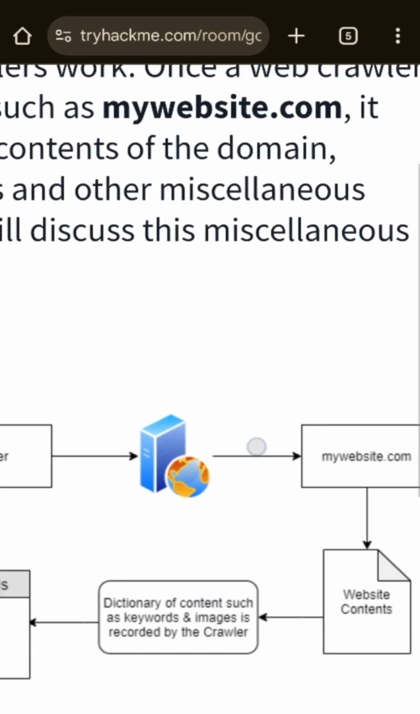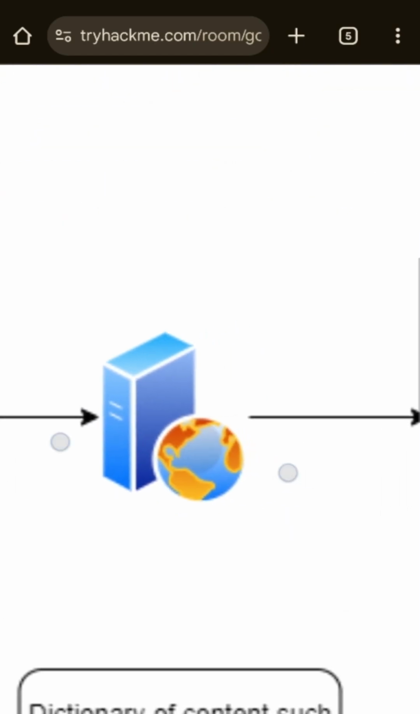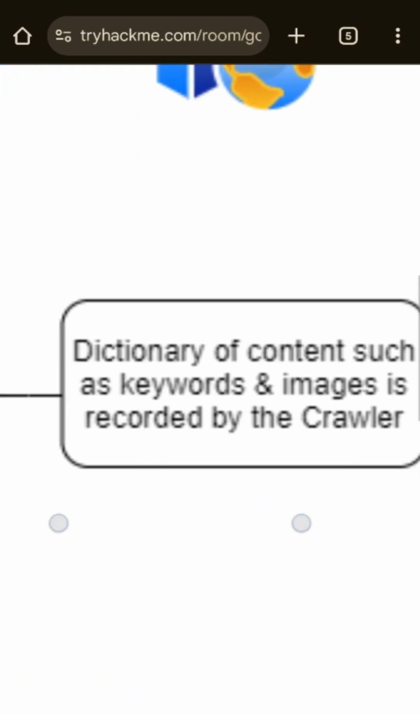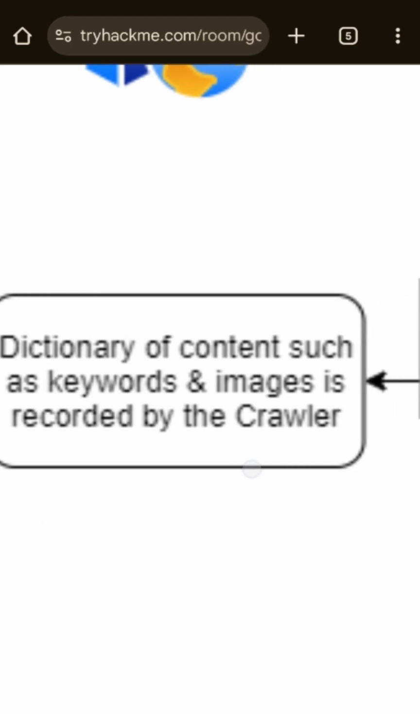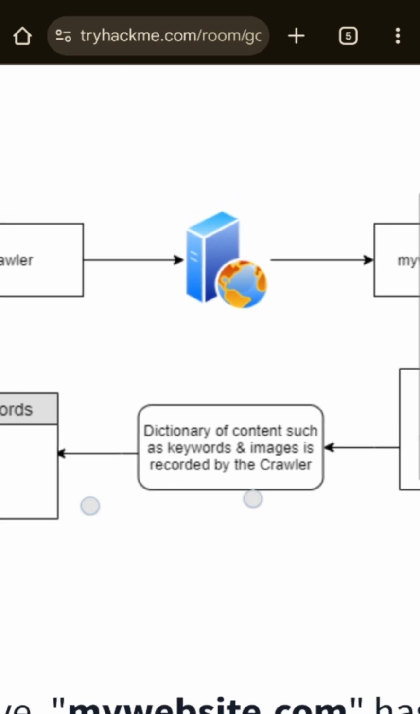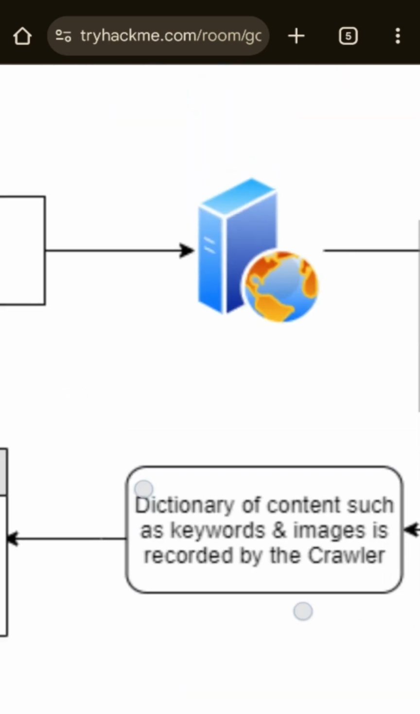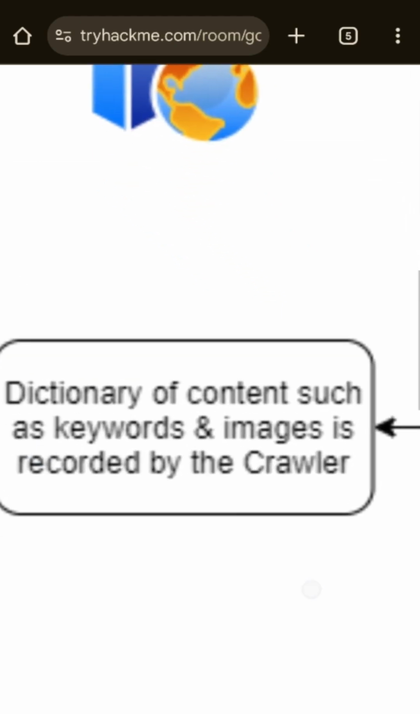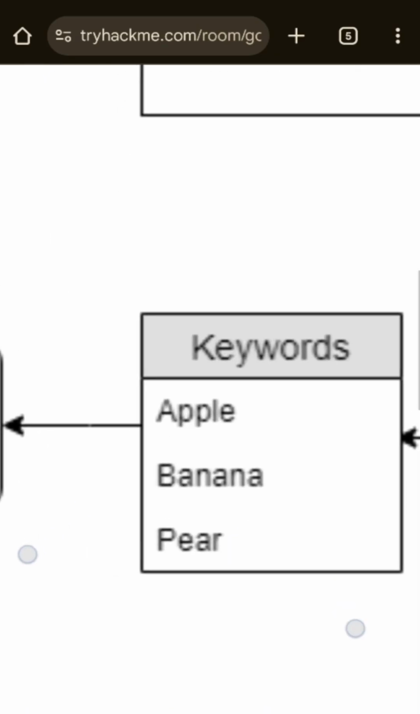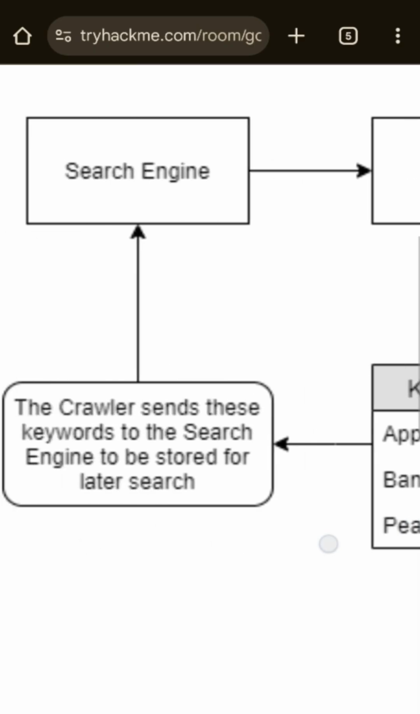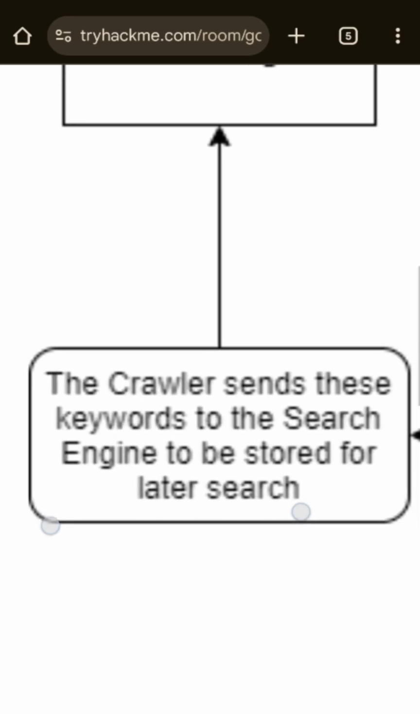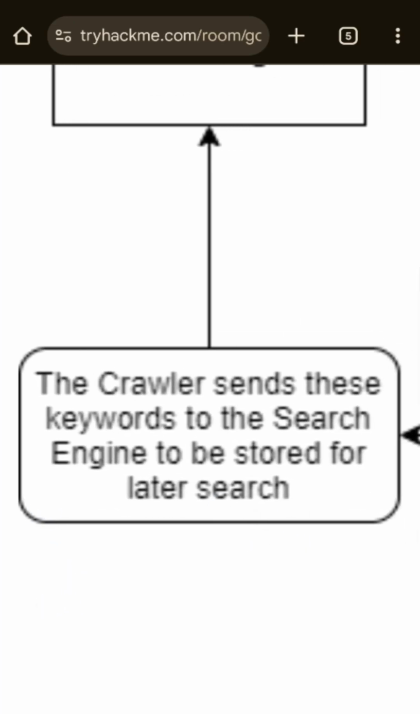So the crawler will crawl your website, and the content, a dictionary of content such as keywords and images, is recorded by the crawler. So it's the entire data of your website basically, but then they'll turn it into proper data where we will have the information that Google needs, and the information is keywords: apple, banana, and pear. These are the keywords that you have present on your website. The crawler sends these keywords to the search engine to be stored for later searches.